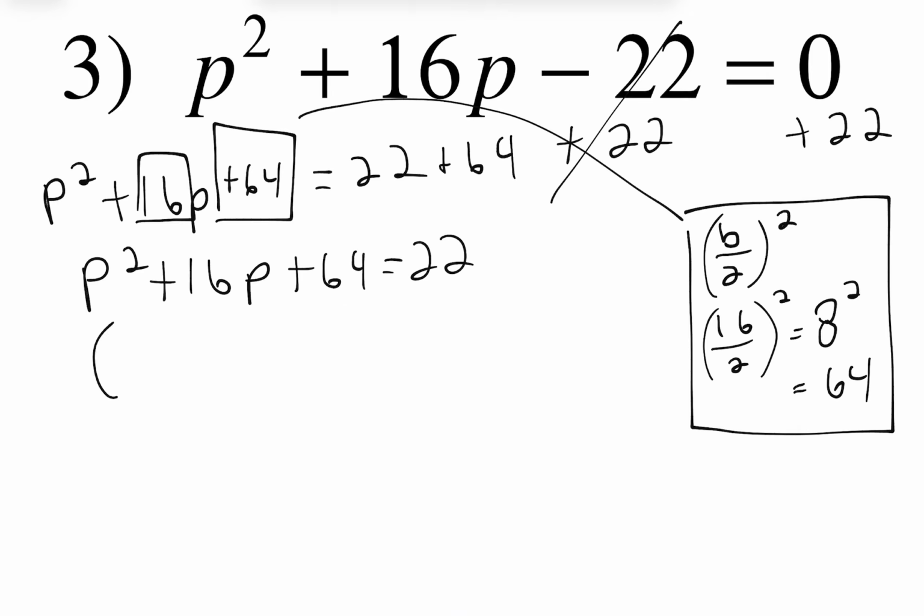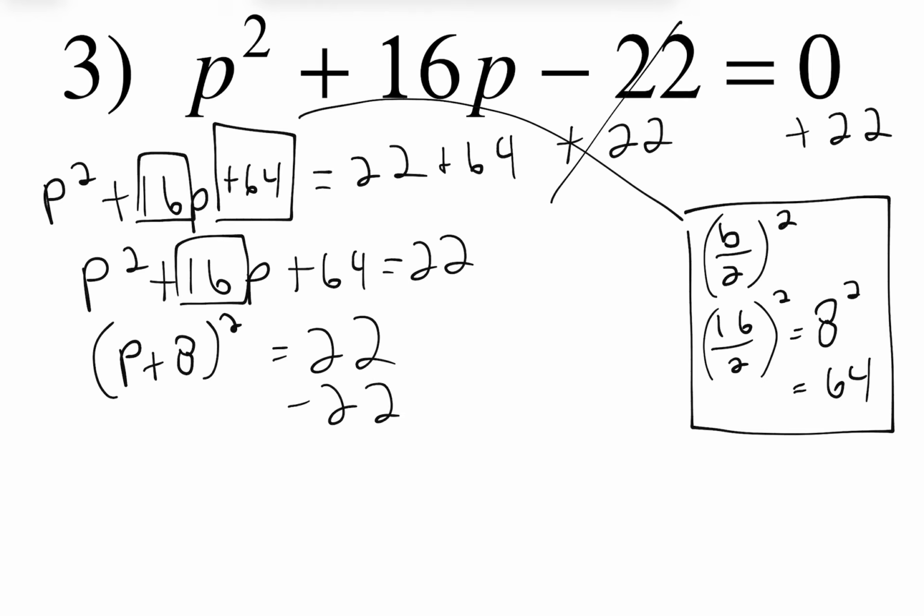If we were to factor it, we would get, it's always going to be b divided by 2. If we were to factor this, we would get p plus 8 and p plus 8, because 8 times 8 is 64 and 8 plus 8 is 16. But the cool thing about it, when they're the same, you can represent it differently, and you can just simply call this p plus 8 squared. P plus 8 squared equals 22. And this should start looking quite familiar.